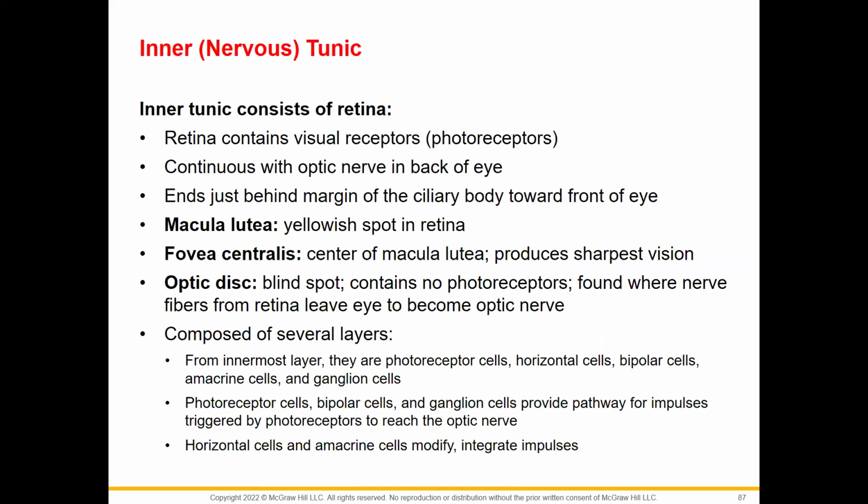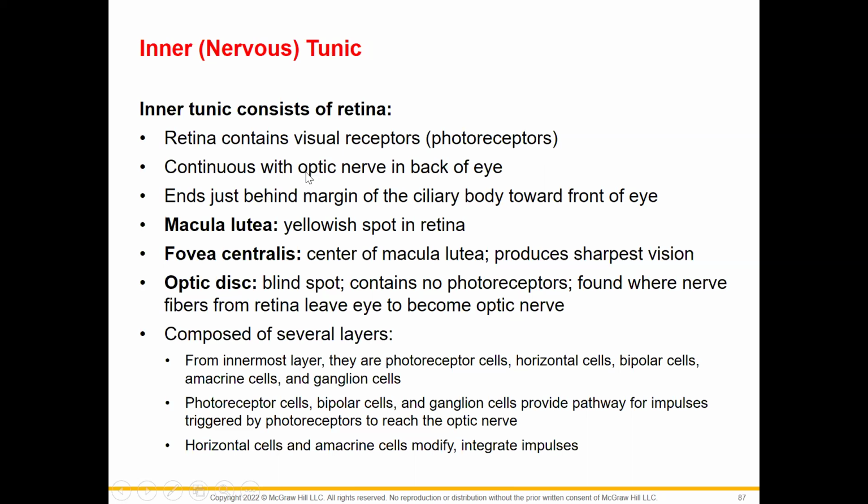So then you have the nervous tunic. The nervous tunic is the inner layer of the three layers of the eyeball. It contains the retina with your visual receptors. So those photoreceptors are going to help you see and pull in the information that you're visualizing with those receptors, and send that to the brain to be interpreted as sight. The inner tunic is continuous with the optic nerve in the back of the eye. It ends just behind the margin of the ciliary body in the front of the eye.